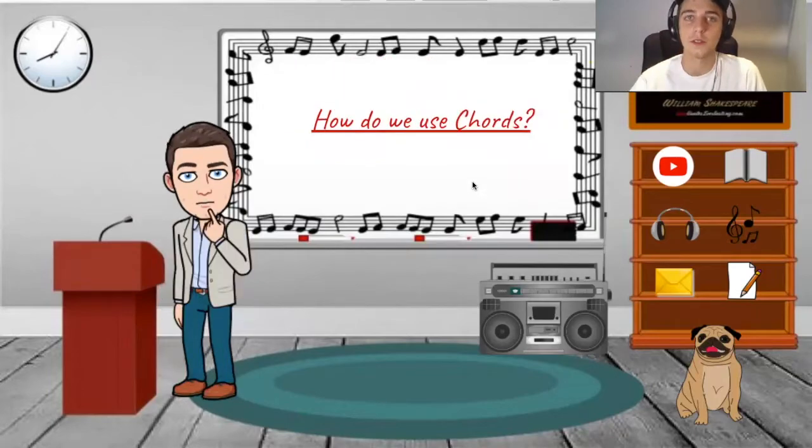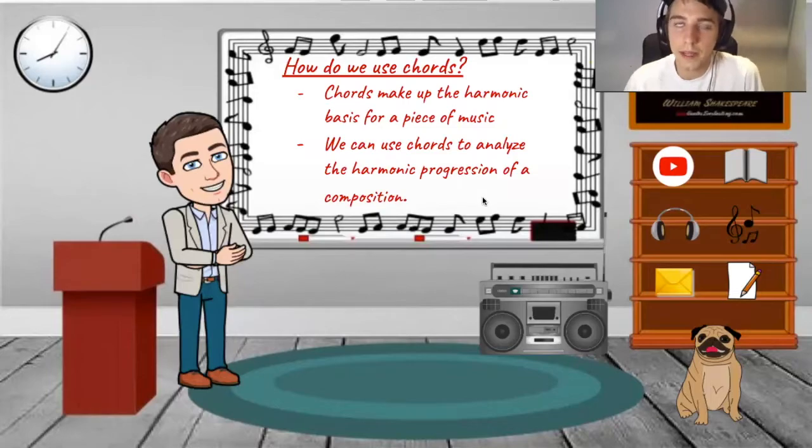So how do we use chords in music? Basically, chords make up the harmonic basis of any piece of music that you'll find in the Western tradition. It's the backbone of the music, essentially. We also use chords in music theory as a way of analyzing the harmonic progression of a piece of music. So we can look at something that has a C to F to G chord progression, and we can analyze that in terms of their function and their scale degree, because those are kind of intertwined ideas.